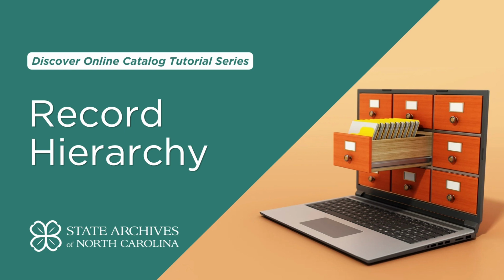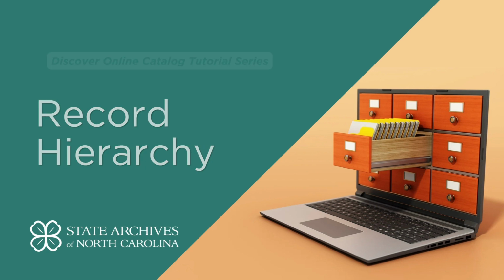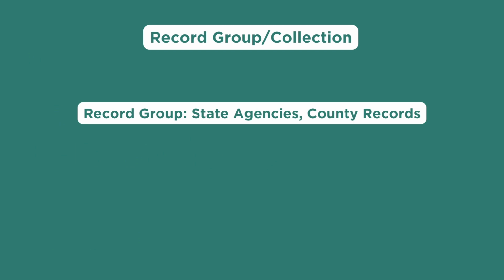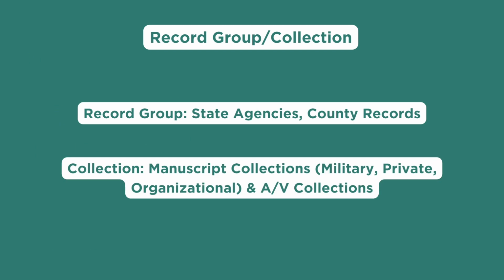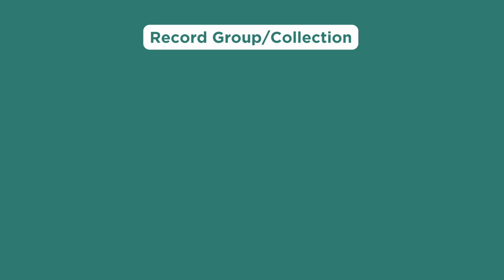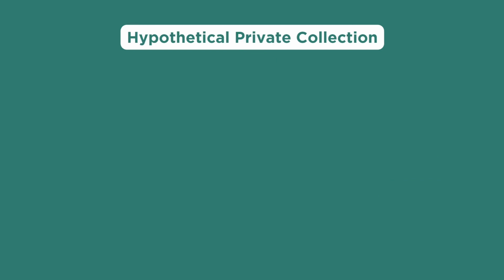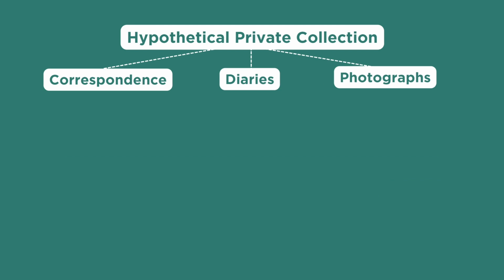Our organization and description of records begins with the record group/collection. Record group is typically the term used for county and state agency records, while collection is used for manuscript and AV collections, such as military papers and private papers. Record groups and collections are organized into series, usually based on different types of records. For example, a private collection might be divided into correspondence, diaries, and photographs.